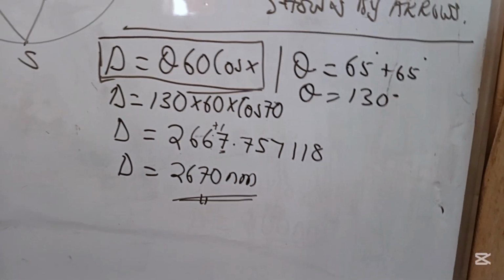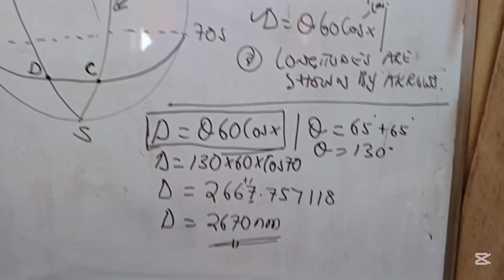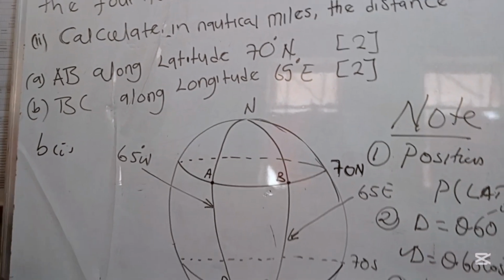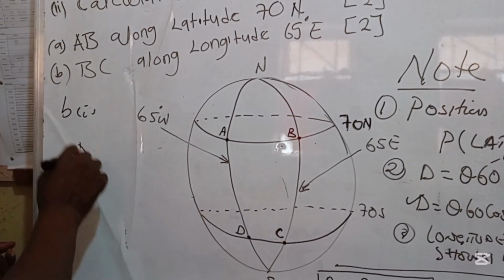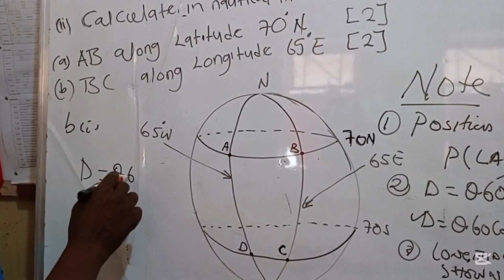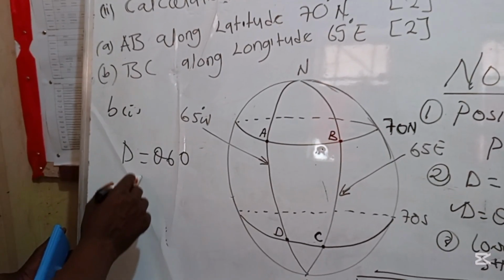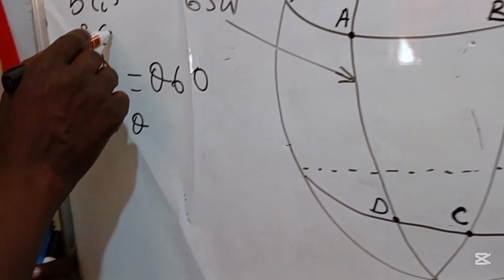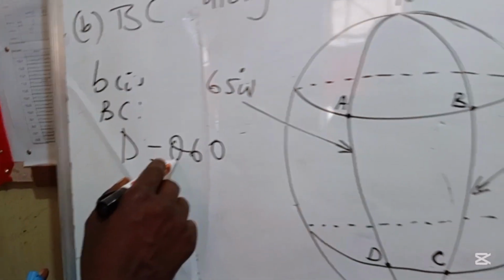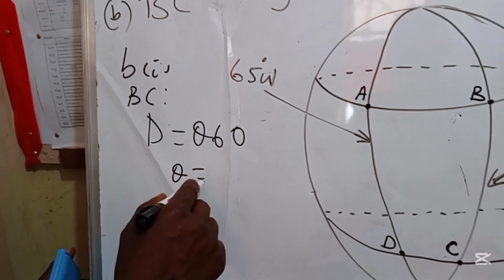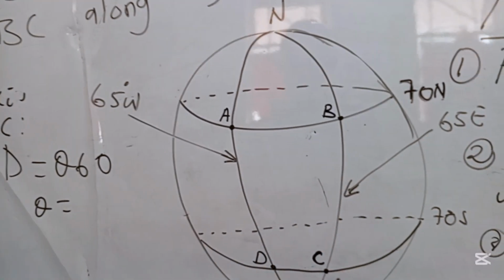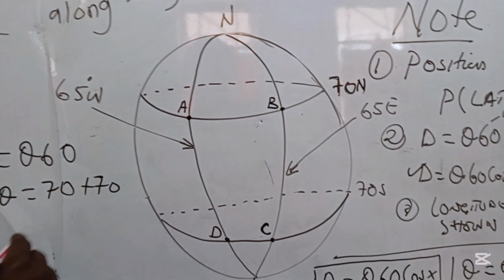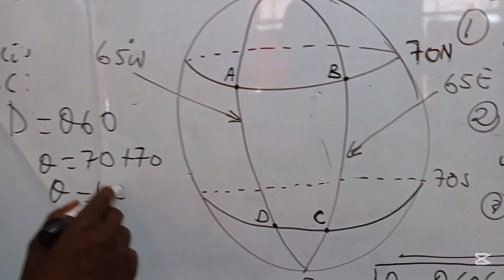So next we are saying find BC. Ladies and gentlemen, how do we find BC? BC, you agree with me that this is the distance along the longitude, which is equal to theta times 60. So let's find first of all theta. This is BC. BC is equal to theta times 60. Now I have to find theta. You can see this is north and this is south, both 70. So 70 plus 70. You agree with me that my theta is equal to 140.